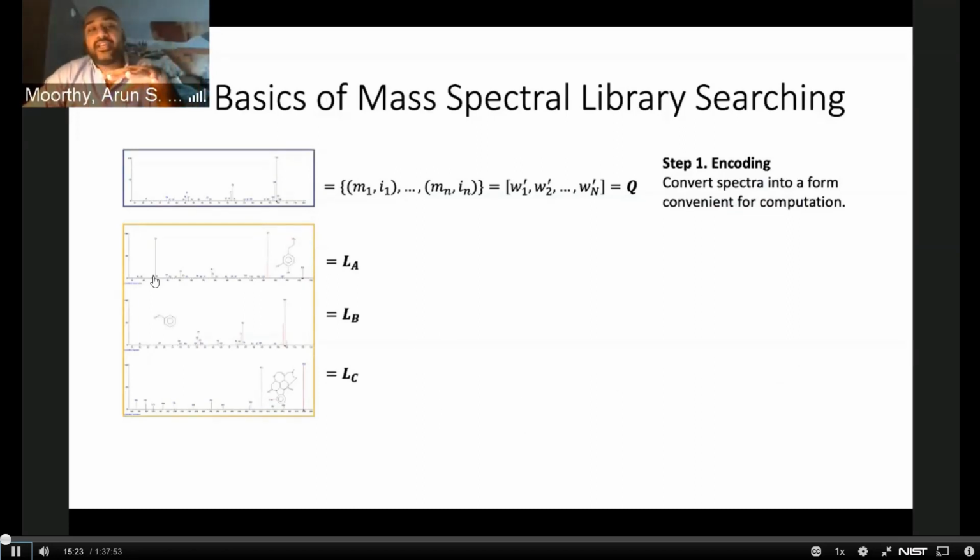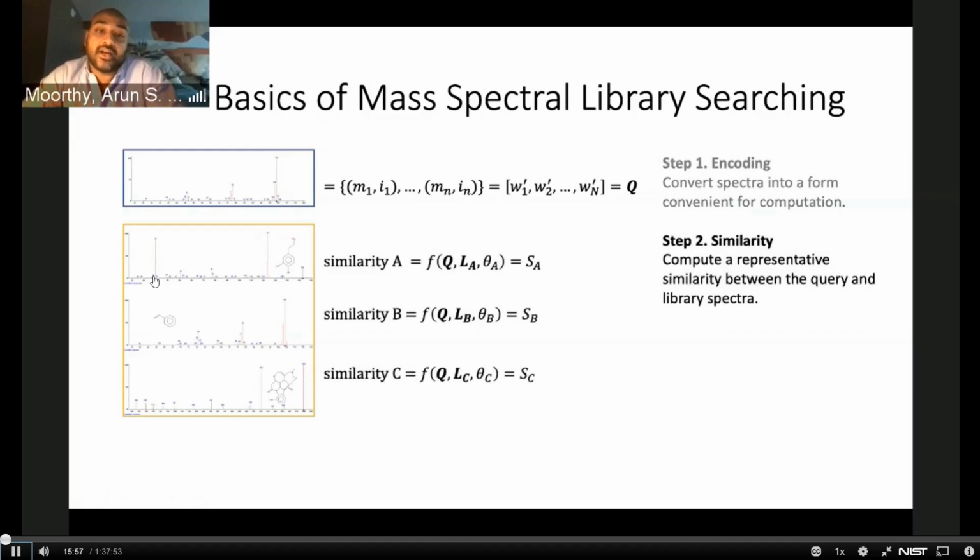So with any mass spectral library search algorithm, the first thing is we have to take our mass spectra, which are paired mass to charge ratios and relative intensity values, and put them into some type of format that a computer can understand. And usually we do this as some type of vector. In this case, our blue mass spectrum is a query. That's why we denoted it here with a vector Q. And our library mass spectra are in this yellow box right here, and we've denoted this with vectors LA through LC.